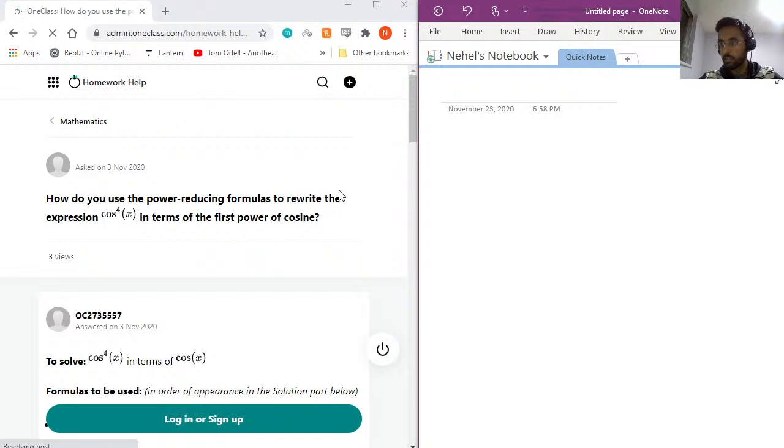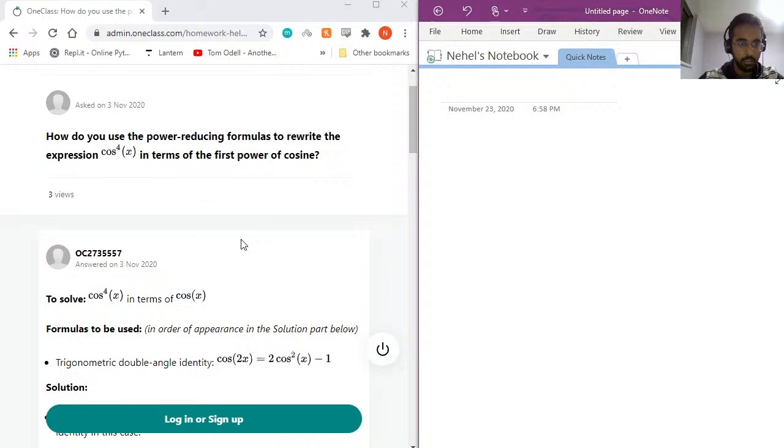All right. So on to our next question. How do you use the power reduction formulas to rewrite the expression for cos to the power of 4x in terms of first power of cosine? Okay. So question 4.